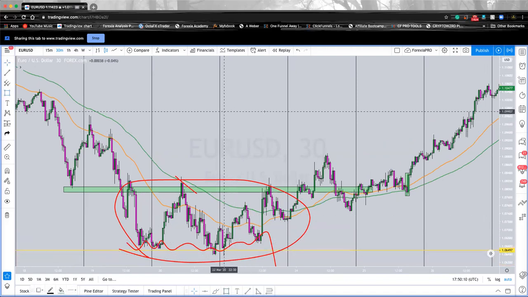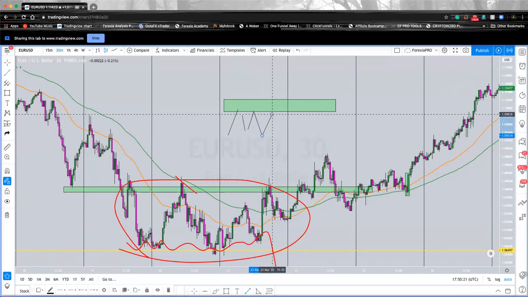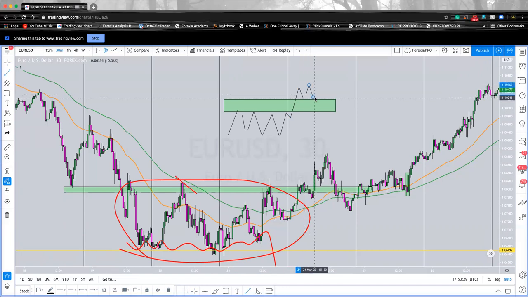So let me give you an example like this. Let's say you are trading, this is a zone for you, and they told you that when this zone is broken, it will go up.